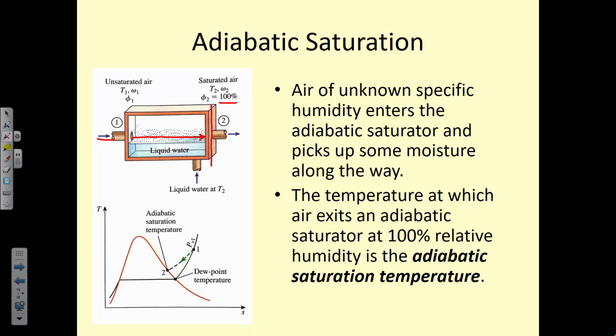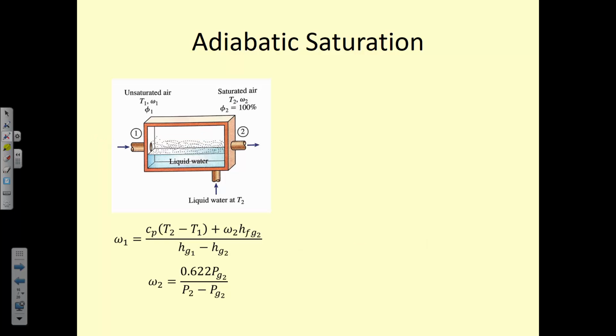That means that it's holding all of the water that it possibly can hold without some of it condensing out. Okay, so this adiabatic saturation chamber allows us to determine the adiabatic saturation temperature, which is the temperature at which the saturator picks up all of the moisture that it can, and that's the exit temperature of the system. Because as this air is blowing through here and it's absorbing water, the temperature is also decreasing. So let's just see how we figure this out.